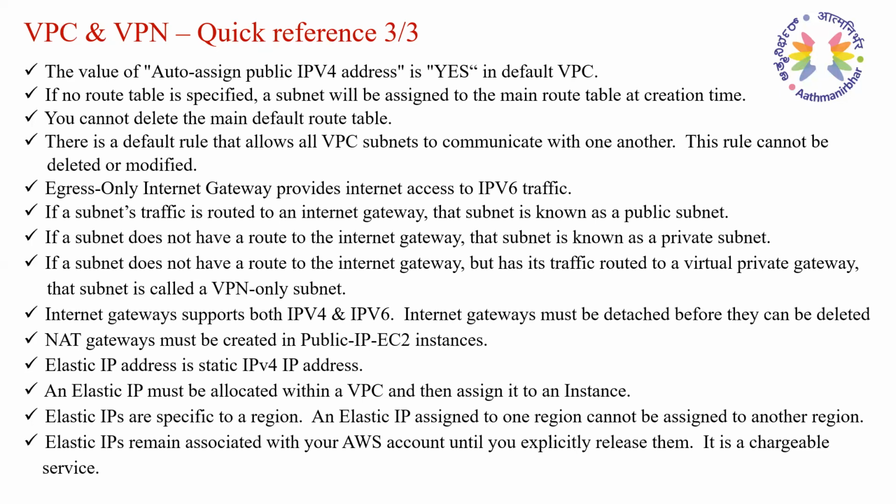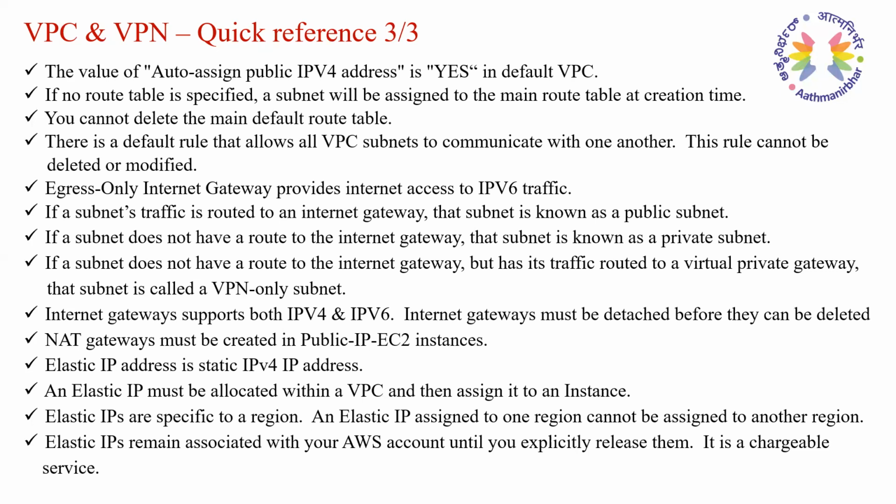This is one class. There is a default rule that allows all VPC subnets to communicate with one another. This rule cannot be deleted or modified. Because of that, the two virtual machines we created under the same custom VPC were able to communicate. What is that communication? We were able to do RDP, right? That is the communication. They are able to communicate with each other.